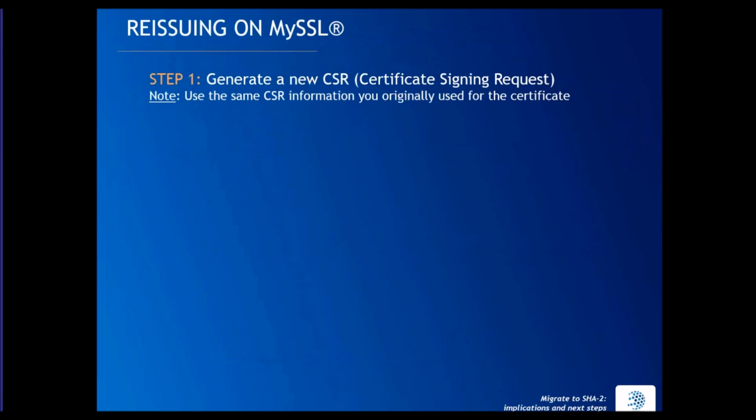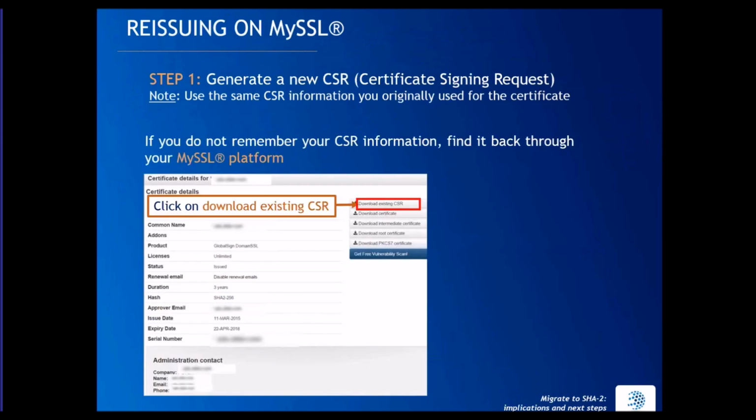what you will need to do as step one is to generate a new CSR. So generate a new certificate signing request. Now, if you know the CSR information that you put previously in the certificate, you will have to use the same information. So it's very important to understand that in order to reissue your certificate, you need to generate a new CSR, however, with the same CSR details as you used in the original certificate.